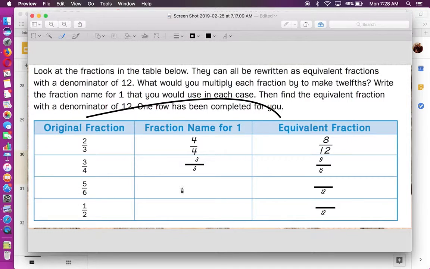So over here, 6 times what gives me 12? 2. So I'm going to do 2 over 2 because it's not changing the fraction at all. It's just multiplying by 1, right? Because 2 over 2 is 1. So 5 times 2 is 10, which gives me that here. So I'm going to get 10 over 12 for that one.